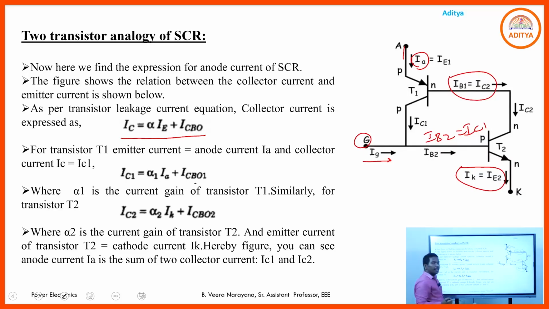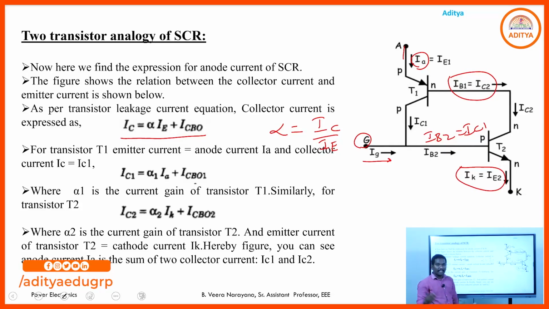IC is equal to alpha into IE plus ICB0, where ICB0 is the forward leakage current, IC is the collector current, and alpha is the forward current gain, which gives the relation between the gain, that is output by input. If you want to find out the current gain, it is output current by input current. We already discussed that the collector current is the output current and emitter current is the input. So here alpha is equal to IC by IE. The ratio between the collector current and emitter current simply gives the forward current gain.